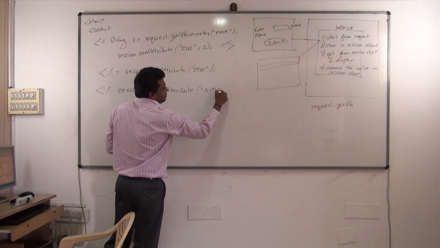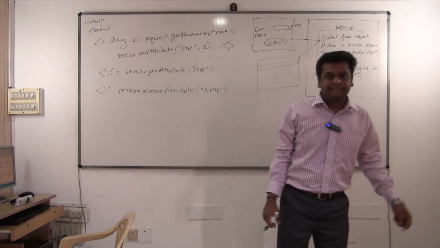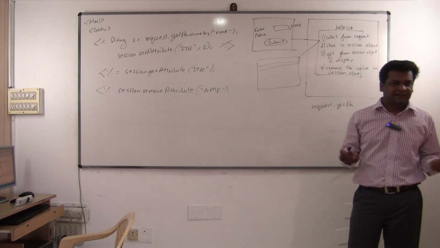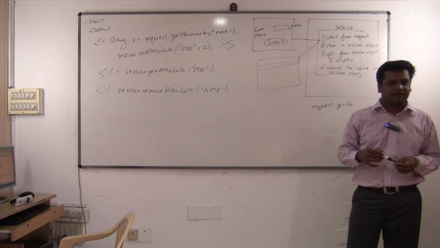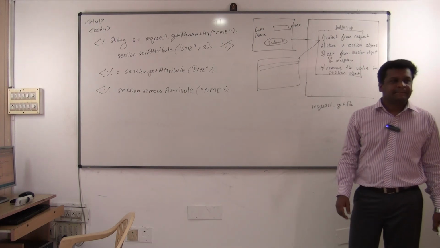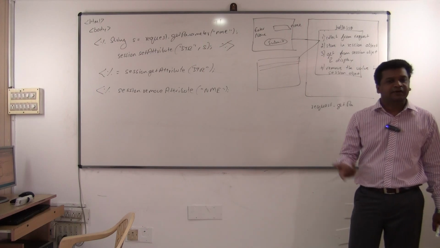So you're having problems now. Sun says, don't worry, we'll give the solution. How? That is what you're going to see now. Three tags will cover it. Three tags used, all these things will happen: set tag, out tag, remove tag. c:set will set the value into session scope. c:out will print it. c:remove will remove it.